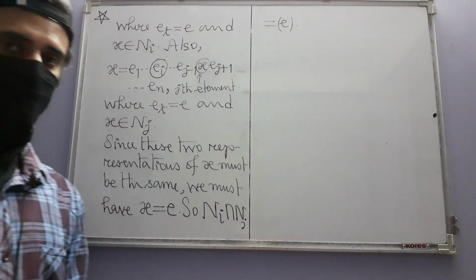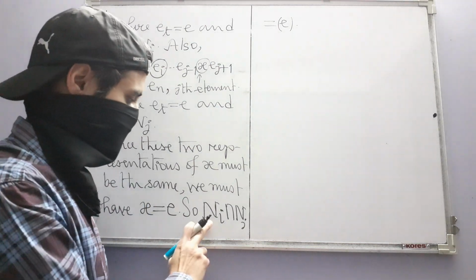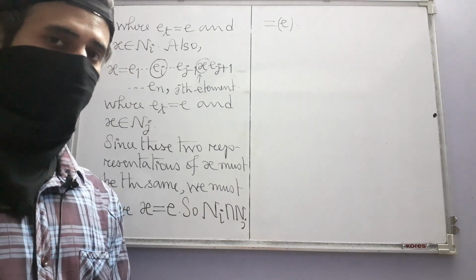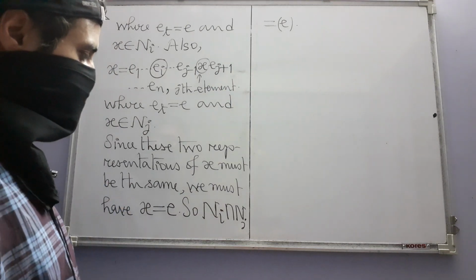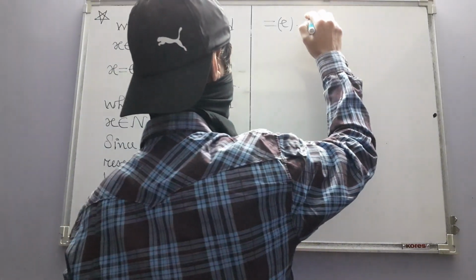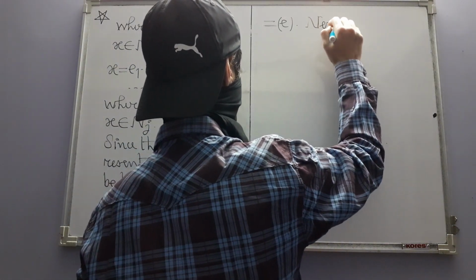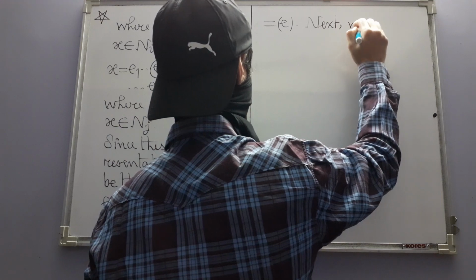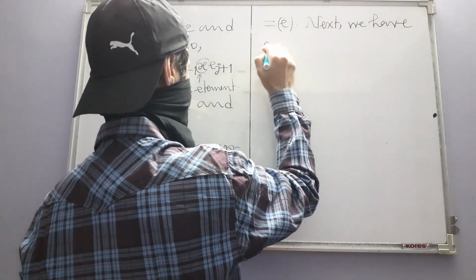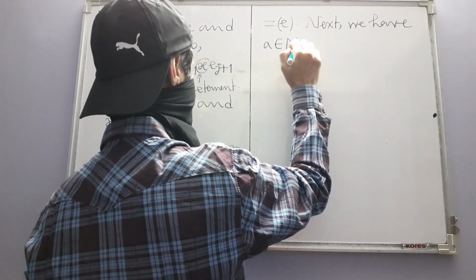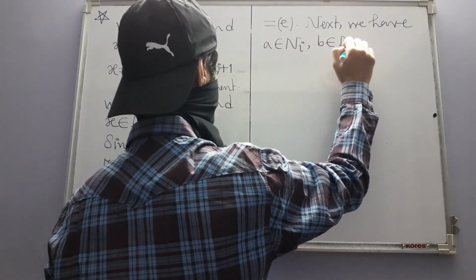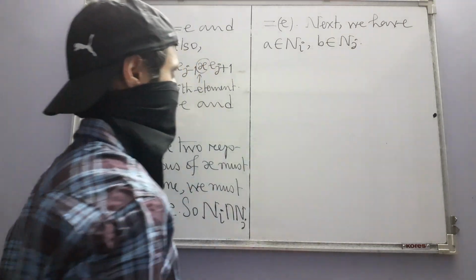Now we go to the second part, which takes one element a from Ni and another b from Nj. We need to prove that a and b commute with each other. Next, we have a in Ni and b in Nj.